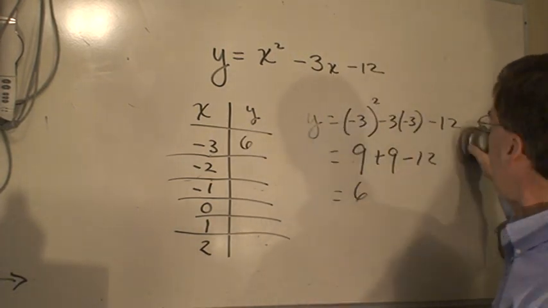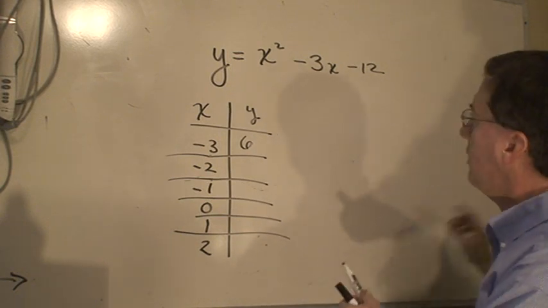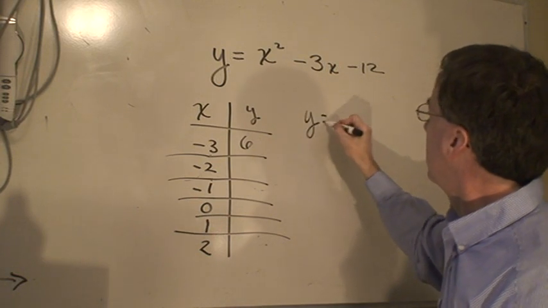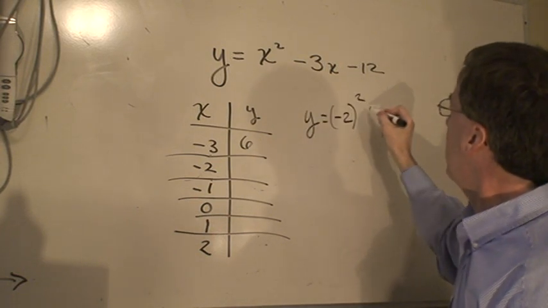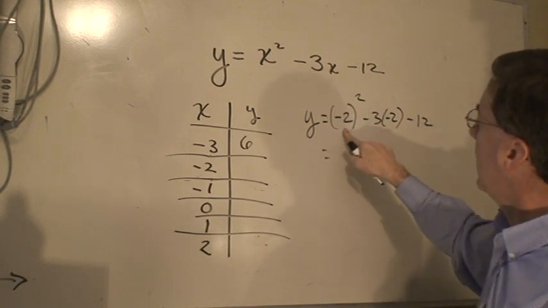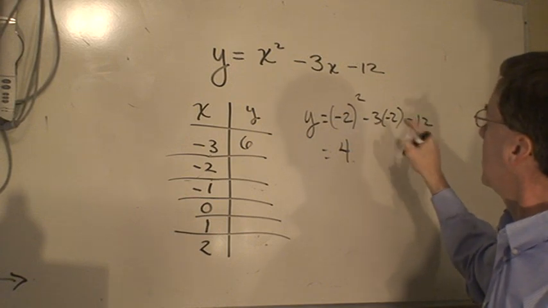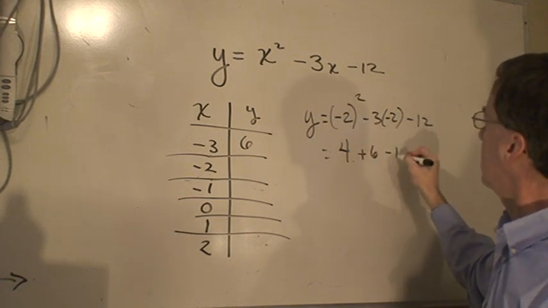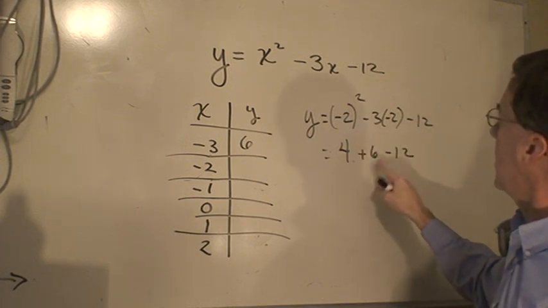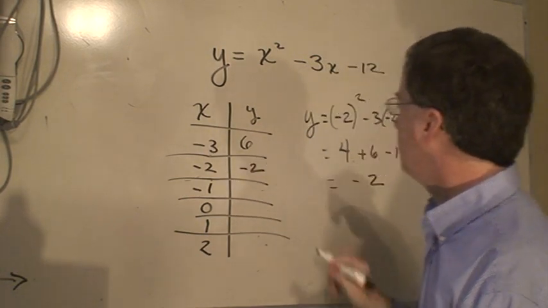Now, the next one's negative 2. Let's take a look, see what we would get for negative 2. So I would have y equals negative 2 squared minus 3 times negative 2 minus 12. Negative 2 times negative 2 is a positive 4. Negative 3 times negative 2 is a positive 6. 4 plus 6 is 10, minus 12 is negative 2. So I get a negative number there, negative 2.